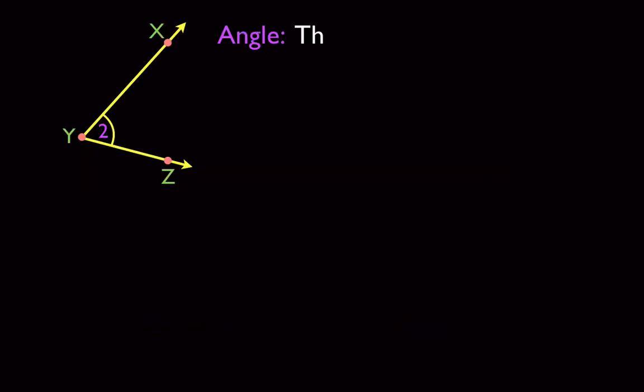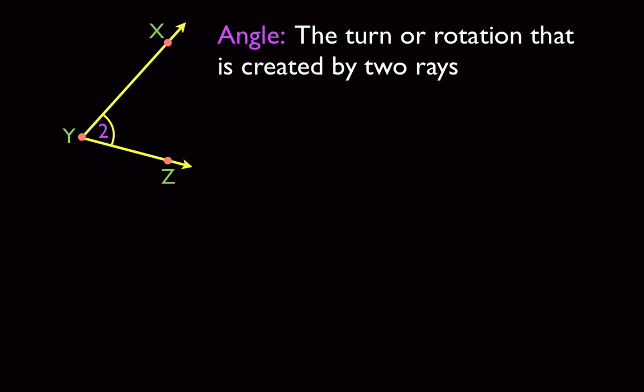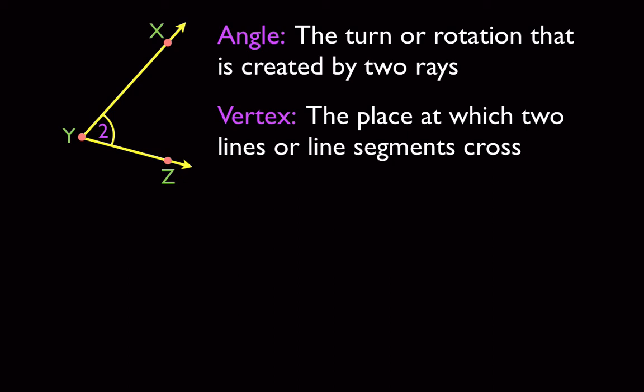Okay, now what we're going to look at is how to name angles. First of all, we need a definition. The angle is a turn or rotation that is created by two rays. So an angle is two rays connected together. It could also be a line, but when we look at it, we're starting from that point, so really it's a ray. From that point, it's a ray on. So it's a turn, a rotation from one ray to the next. The vertex, that's important. A vertex is the place at which two lines or line segments cross each other. In this case, Y is our vertex.